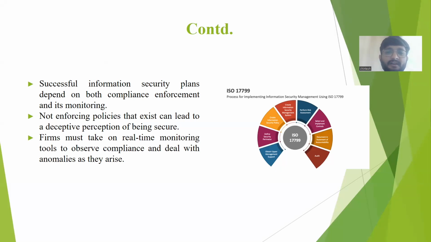I'll continue with slide 5, policy enforcement and monitoring. Policies alone are not enough. They must be enforced and monitored. Real-time monitoring tools can help ensure compliance and detect security issues as they arise.